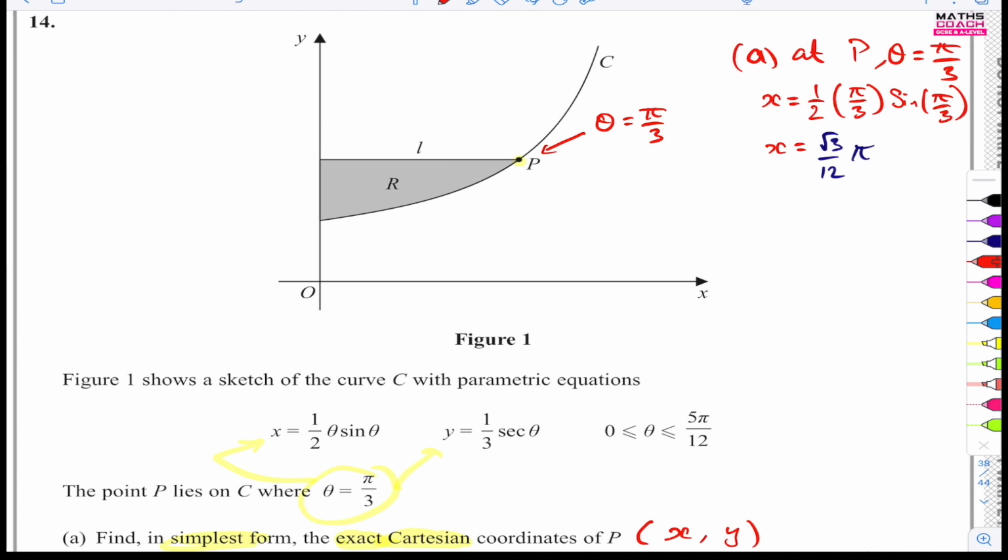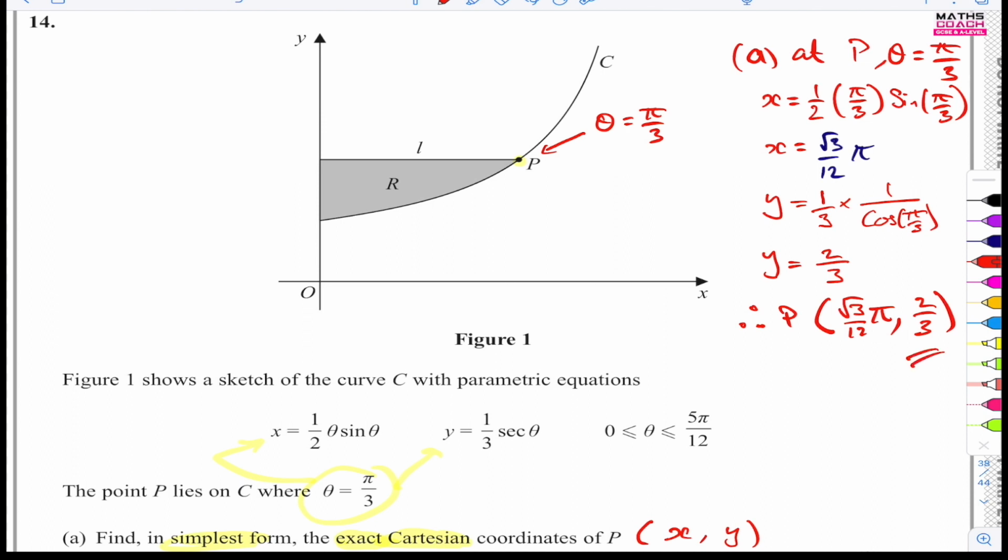So y equals 1/3 of sec. So sec theta is 1 over cos, so it'll be 1/3 times 1 over cos of pi by 3. If you substitute this into your calculator, you'll get y as 2 over 3. So therefore, the coordinate of point P is: the x coordinate is root 3 over 12 pi, comma, and the y coordinate is 2/3.